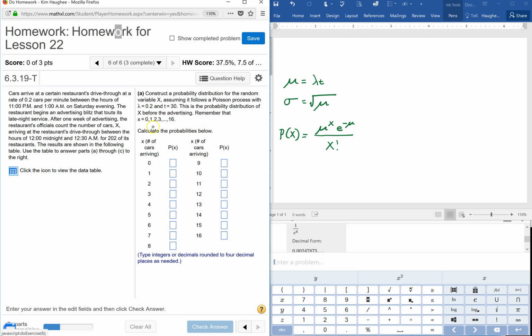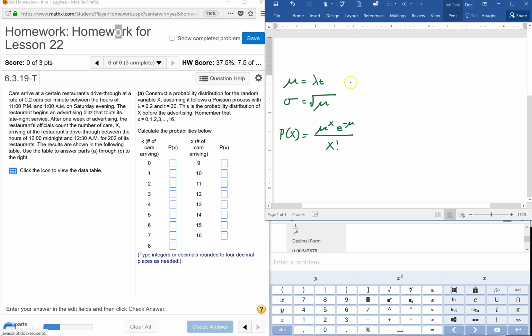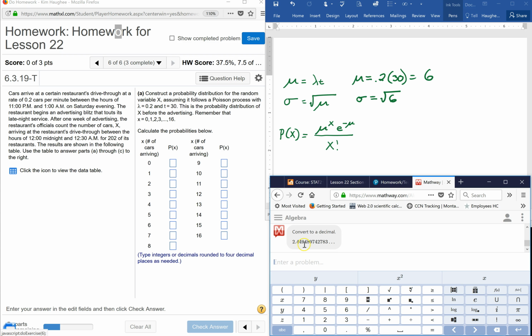Remember that x equals 0 through 16, meaning 0 cars through 16 cars. The t is representing 30 minutes, that's the 12 midnight to 12:30 a.m. The mean is calculated as 0.2 multiplied with 30, which is 6. So our mean is 6. While we're at it, we'll calculate the standard deviation, the square root of 6. The square root of 6 is 2.4.